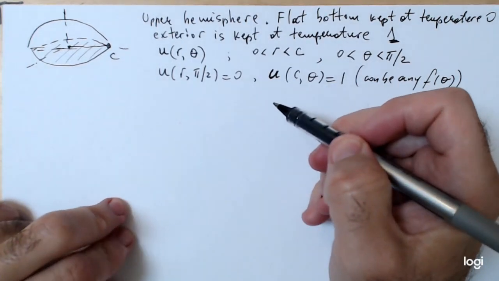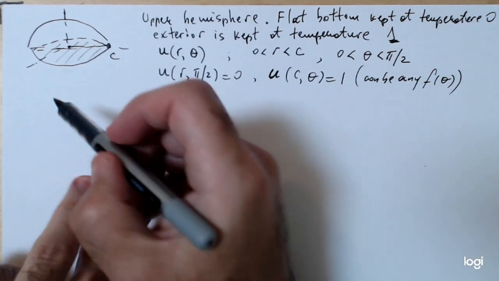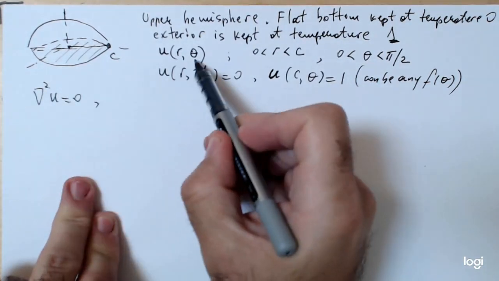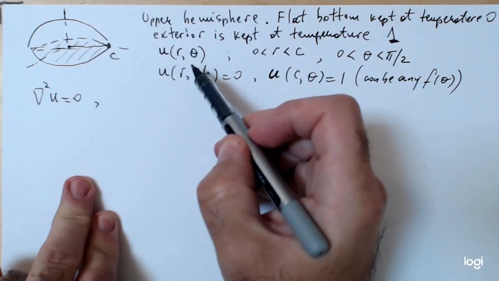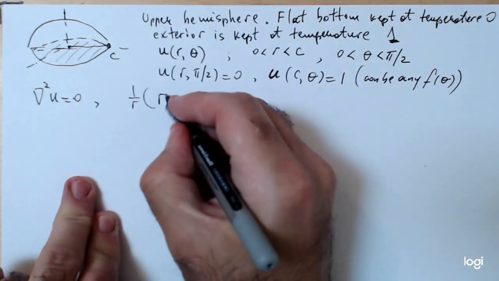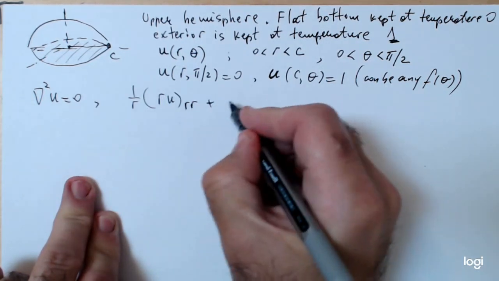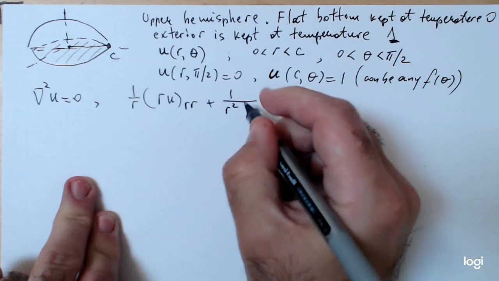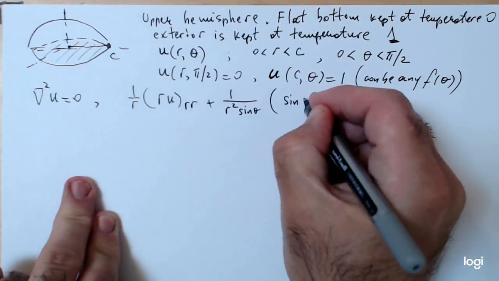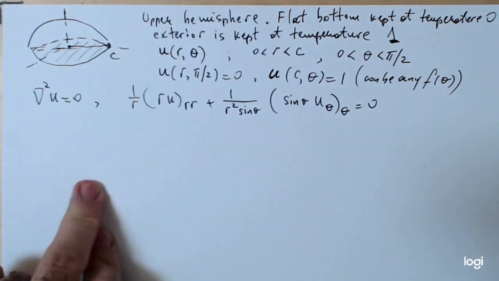Now, we're not going to do all the steps we did before. Remember, the starting point of the steady-state temperature is to set the Laplacian equal to 0, which in spherical coordinates, in terms of r and theta only, looks like this: 1 over r times the second derivative of ru with respect to r, plus 1 over r squared sine theta times the partial derivative with respect to theta of sine theta times u sub theta, equal to 0.